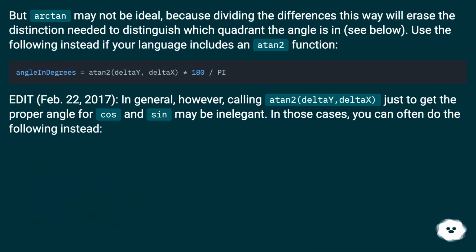But arctan may not be ideal, because dividing the differences this way will erase the distinction needed to distinguish which quadrant the angle is in, see below. Use the following instead if your language includes an atan2 function.